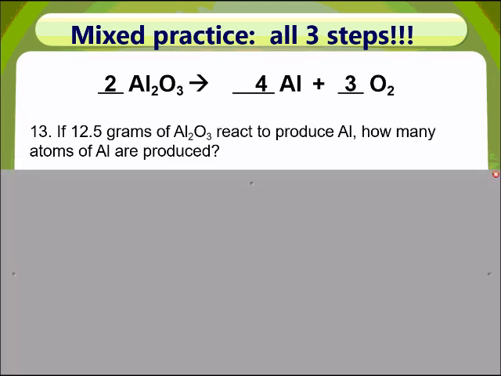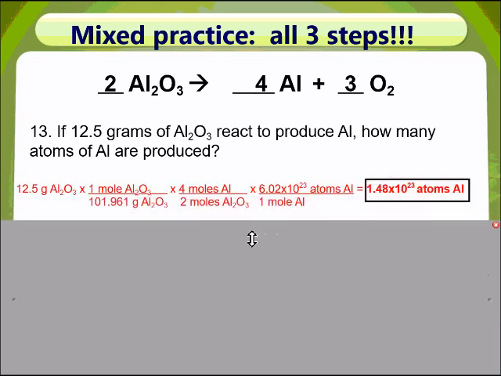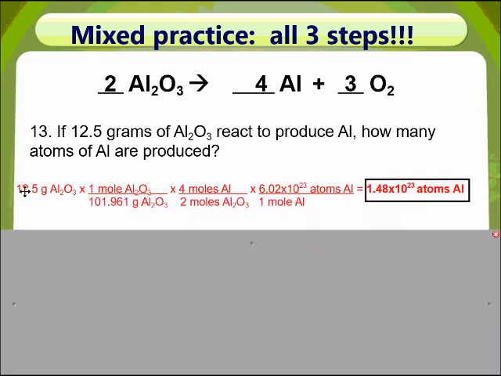Okay, number 13. If 12.5 grams of aluminum oxide react to produce aluminum, how many atoms of aluminum are actually produced? Take a minute to try to do this one on your own. Okay, let's check your work. So we start with 12.5 grams of aluminum oxide. We got to convert that to moles first because it wasn't in moles yet. So 1 mole is this many grams of aluminum oxide.